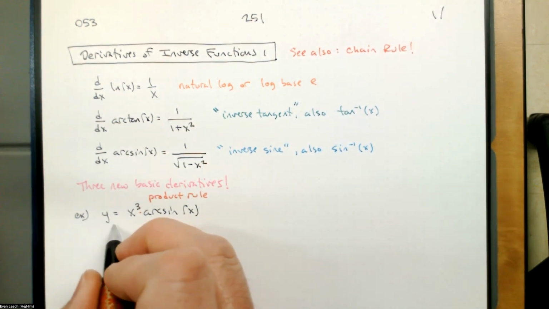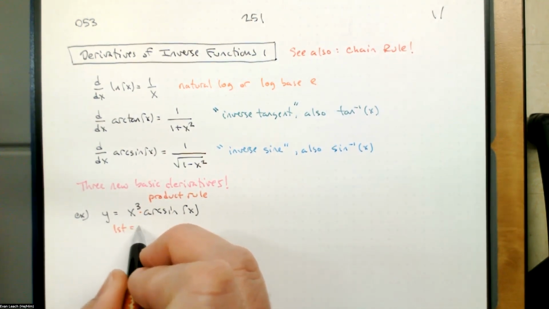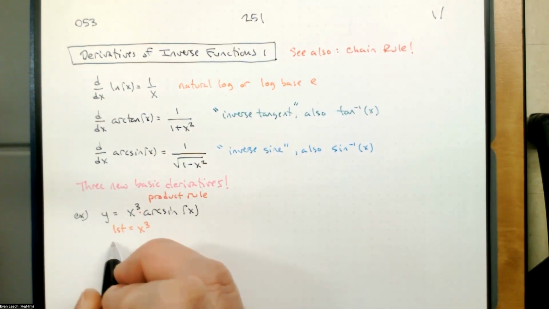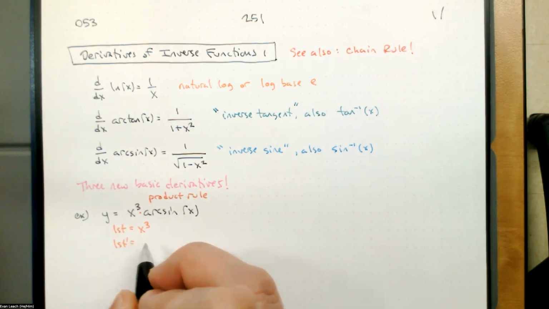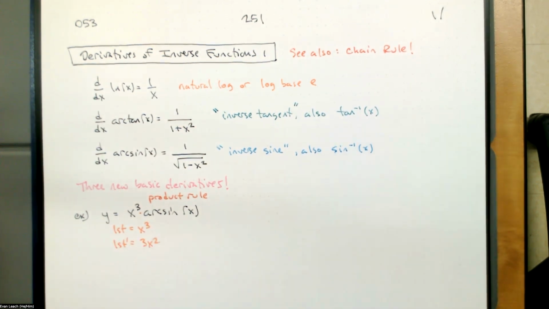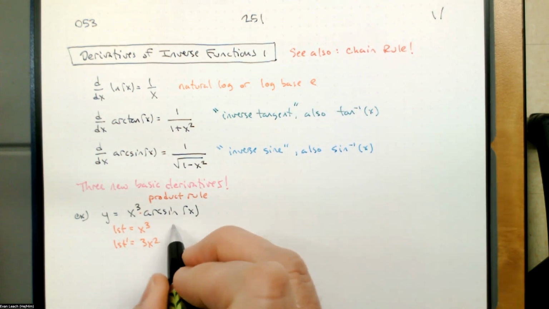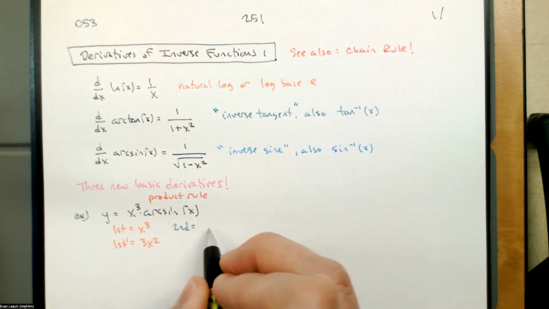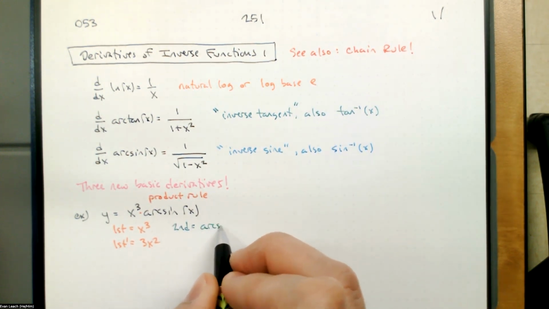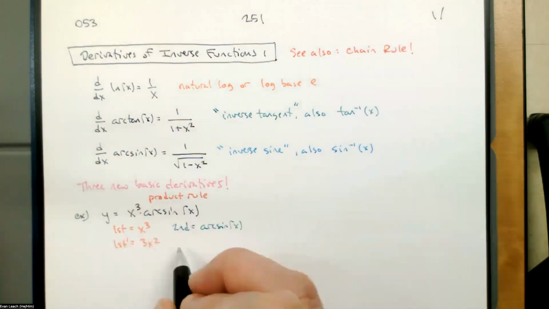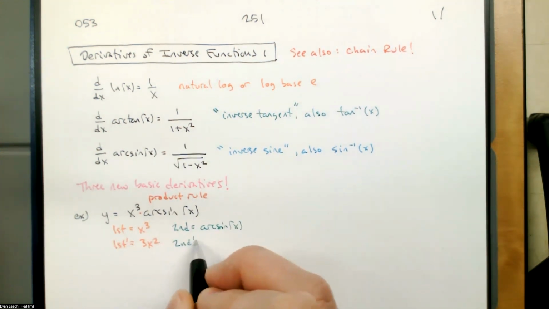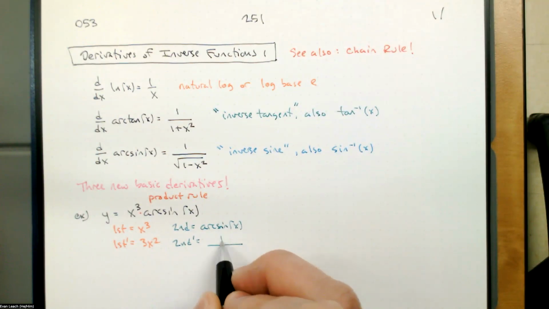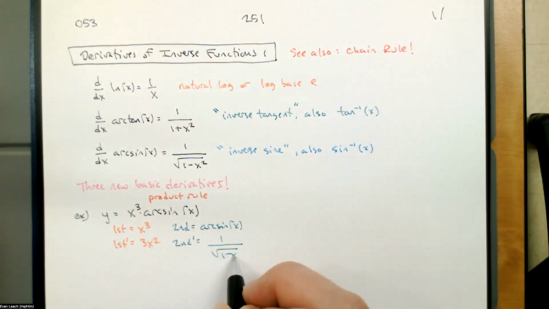I'm going to list as my first function x cubed. And so the derivative of the first is 3x squared. And my second function will be arc sine, our shiny new one. And so the derivative of the second is 1 over the square root of 1 minus x squared.